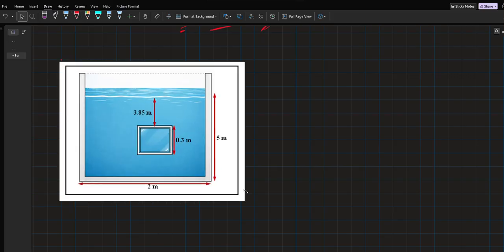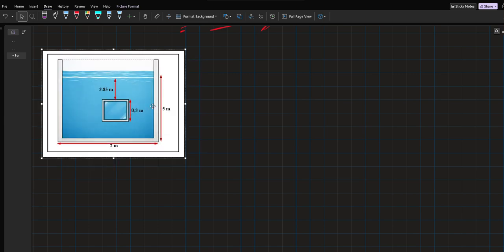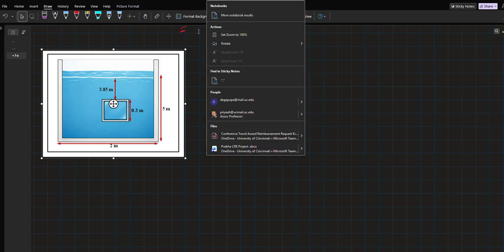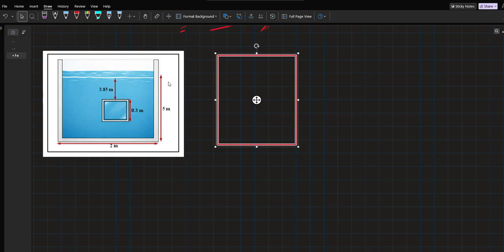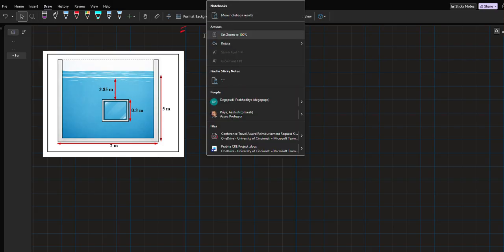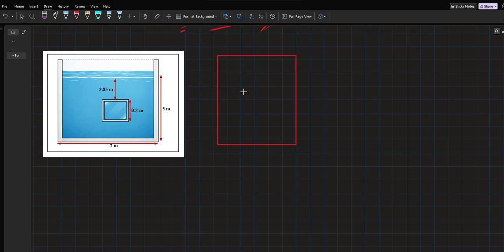Okay, this is the figure we had initially. This is the tank and this is the window. And all the heights and everything were given. But what if you're going to see it from this side? How is it going to look when you see it from this side?